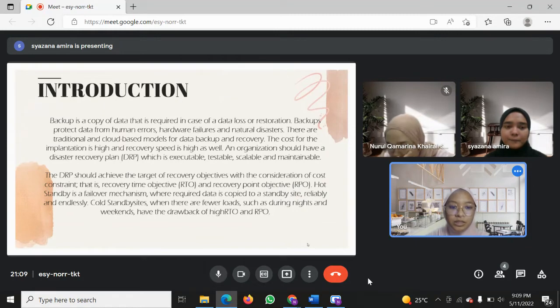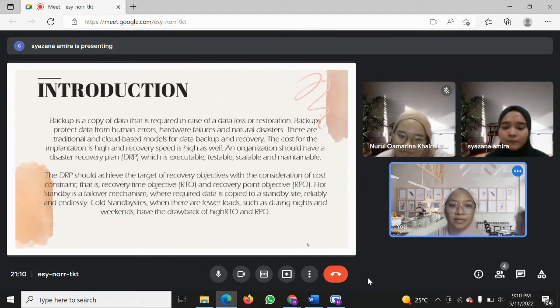The DRP should achieve the target of recovery objectives with the consideration of cost constraint, that is recovery time objective, or RTO, and recovery point objective, or RPO. Hot standby is a failover strategy in which essential data is reliably and indefinitely moved to a standby site. When there are less loads, such as at night and on weekends, cold standby sites are used.